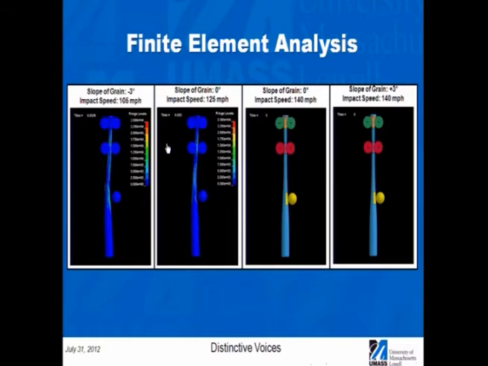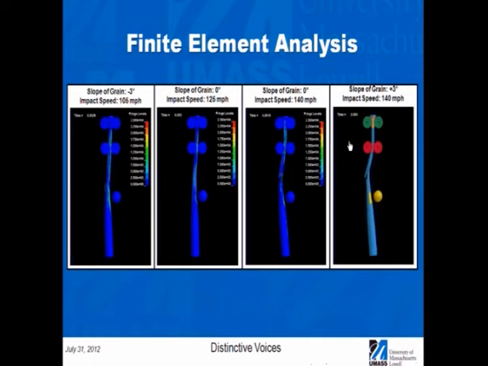So going from just -3 to 0 in terms of slope of grain gives the bat at least a 20 mile per hour larger impact that it can withstand. As we go up to 140 miles per hour, this bat's actually breaking as a multi-piece failure. It is getting all the way through, right in there. And then as we go to a +3 degree slope of grain at 140 miles per hour, it's clearly breaking, but it's breaking in this direction now. The failure will definitely follow the slope of grain.